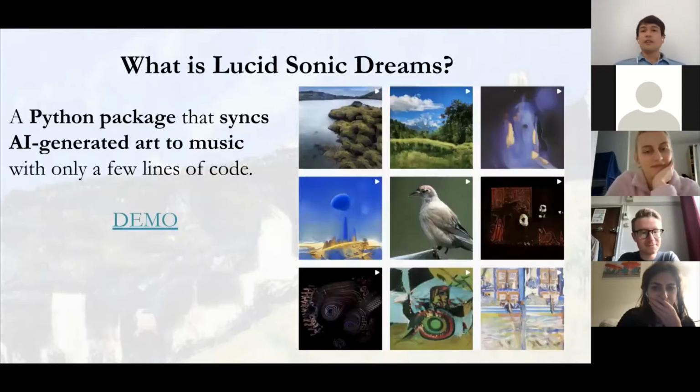Okay, cool. So, what exactly is Lucid Sonic Dreams? Well, long story short, it's a Python package that allows you to sync AI generated art to music very easily with just a few lines of code. Okay, verbal explanation, sure, that's pretty comprehensive, but I think the best way for me to explain it is by showing you guys a bit of a demo.